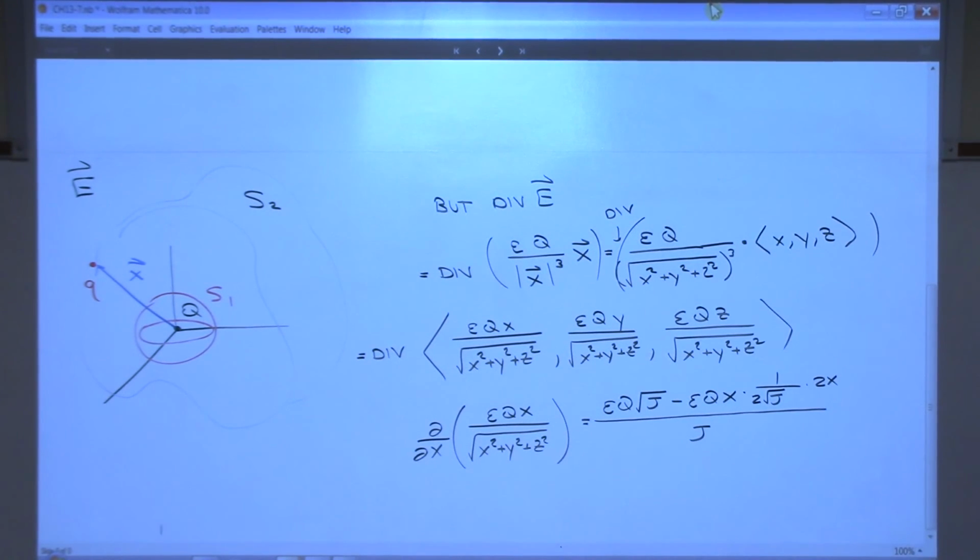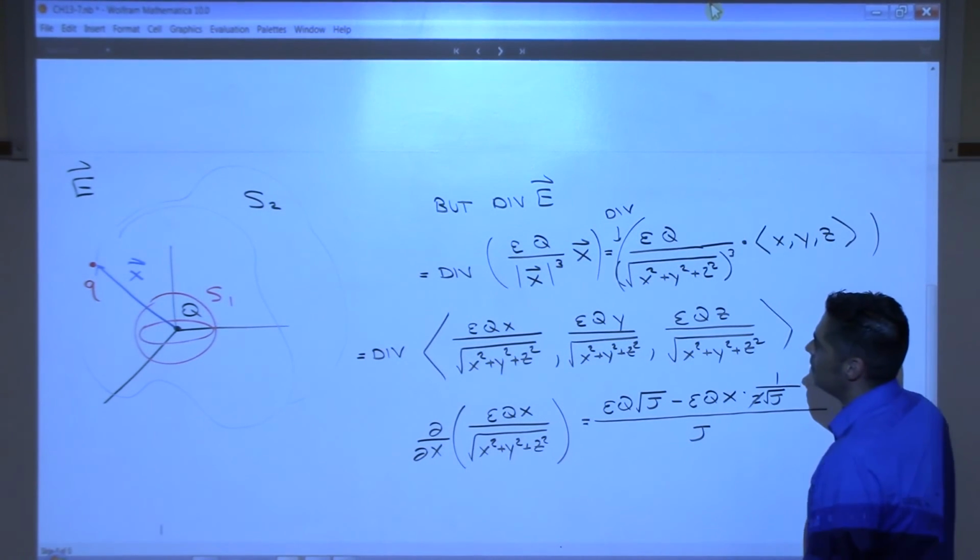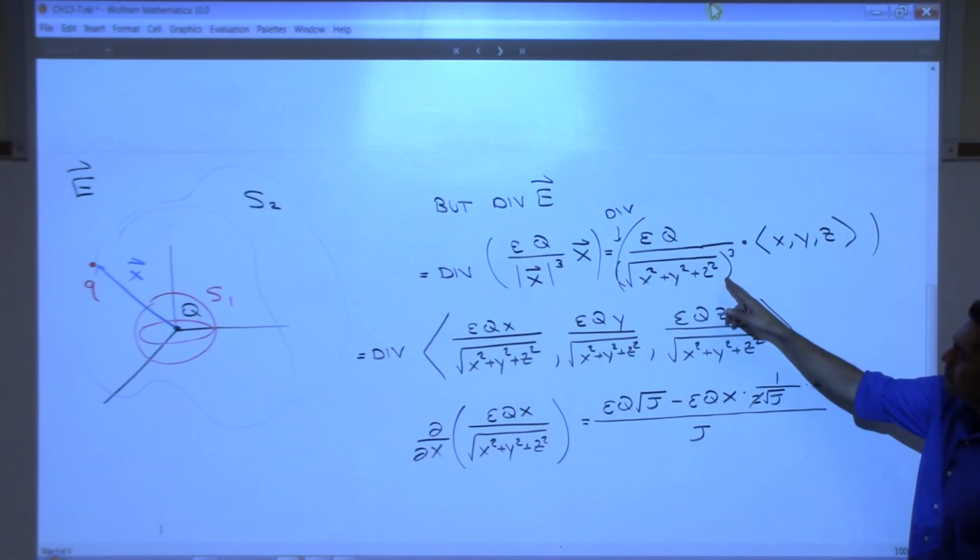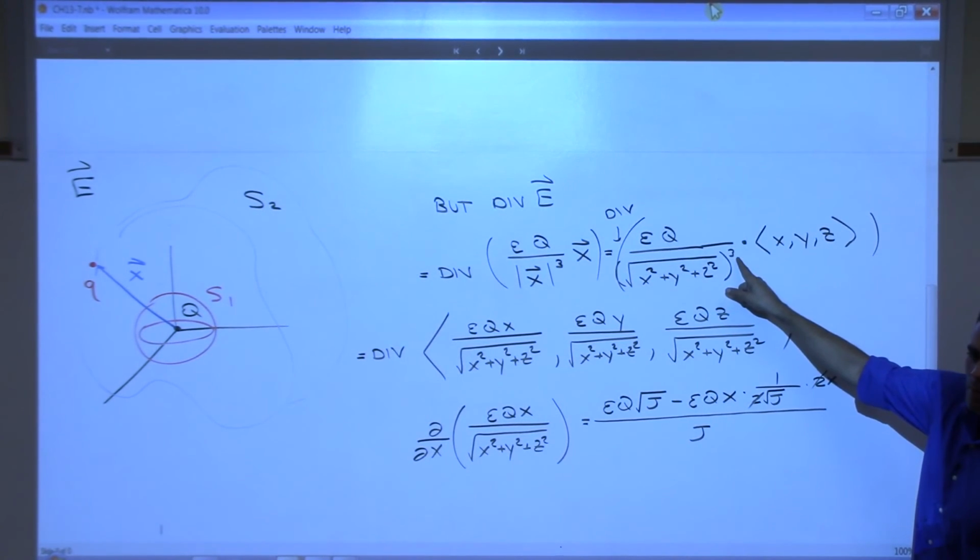We still good? 2's cancel. Hold on. This is bad. No, I forgot. Do you see that? When we distribute this cube, I forgot something.